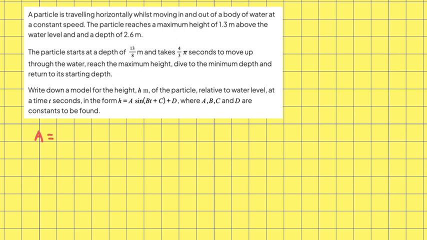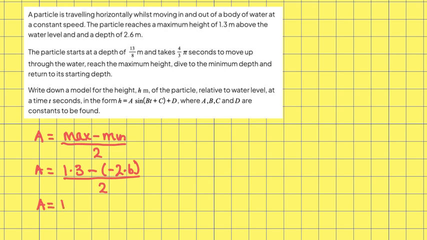is the amplitude, which is found using max minus min divided by 2. So A is equal, so the maximum height is 1.3 minus, well, the minimum height is minus 2.6, divided by 2. So A is equal to 1.95 meters.